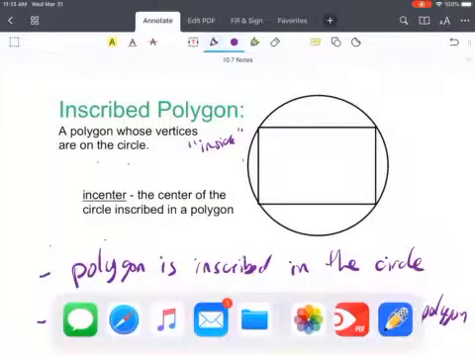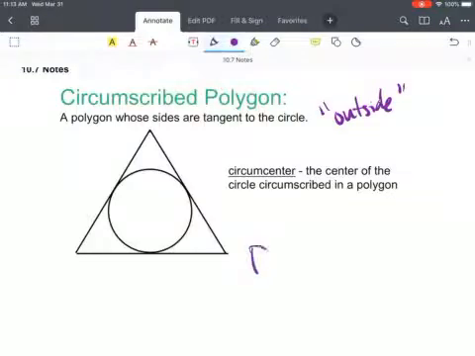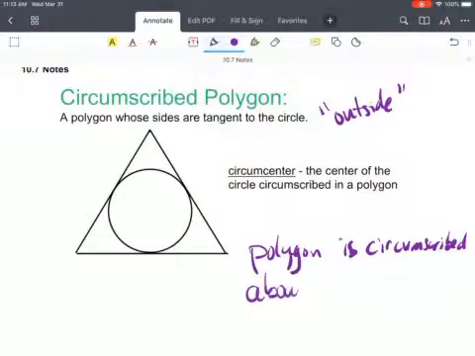And we could say the exact same thing, just going in the opposite direction. So in this case, we would look at a polygon whose sides are tangent to the circle, which means that the polygon is outside of the circle. So the polygon is circumscribed about the circle.